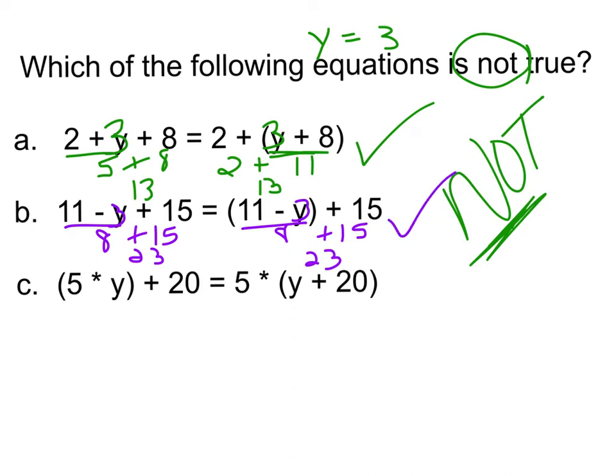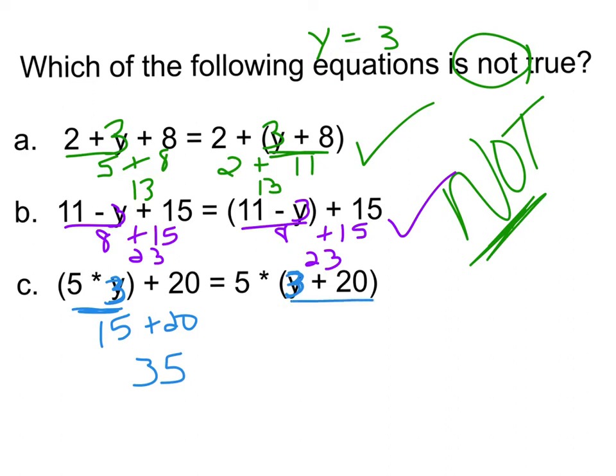So I'm going to see the last one. So remember, this star represents multiplication. So just remember that. And again, I'm going to substitute the y with 3. So make sure you do that. So here it says to do parentheses. So I'm doing parentheses first. 5 times 3 is 15. Plus 20 is going to give me 35.